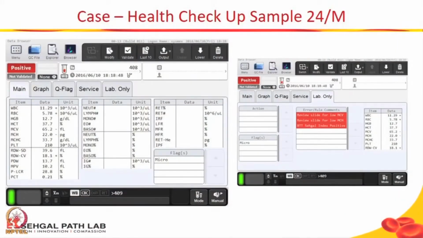Patient walks in, my technician runs the sample. Everything is normal, there are no flags, clear. Then there's a positive sign coming up for my technician, who reads what it is. Goes to the next screen, it says BTT Sehgal index positive. The technician knows without any calculation this is a thalassemia suspect patient. So when that flag comes to me, I write it in the report, it goes off, the patient gets evaluated for thalassemia, and 85% of them, based on the sensitivity of this, actually turn out to be thalassemia carriers.